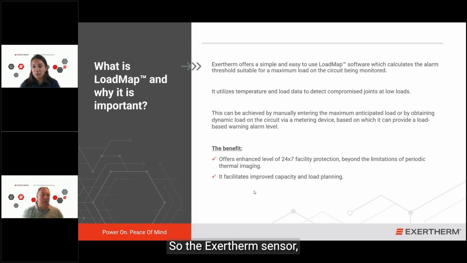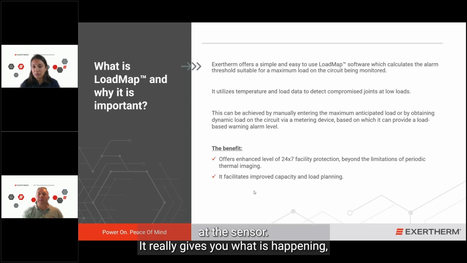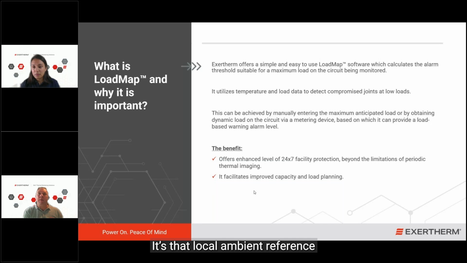So the Exotherm sensor uses its local ambient at the sensor. It really gives you what is happening, which is the same as what thermography is doing. It's that local ambient reference next to a component. Is there a difference between the two? Do I have an issue?